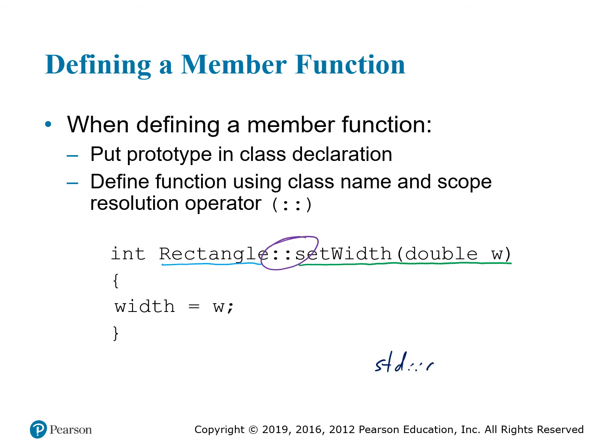We've seen that at the very beginning of the class when we saw std::cout, for example, before we learned to type using namespace std and not have to worry about that anymore. That means that cout is in the scope of the standard library. Well, this means setWidth is in the scope of the Rectangle class.